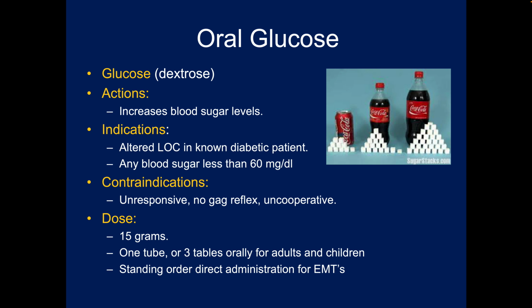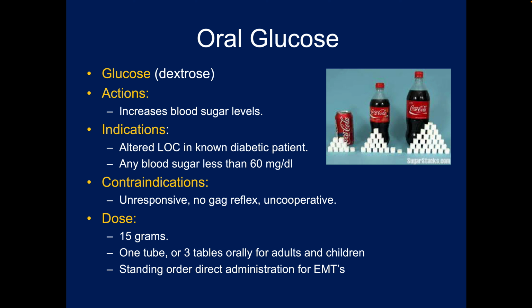Oral glucose, it's essentially dextrose, it's sugar, and it increases blood sugar levels. Indications would be an altered level of consciousness, LOC, in a known diabetic patient. This would be a call where you get called to a private residence. Possibly the wife calls because her husband's acting bizarre, acting weird. And you get there and the wife says, my husband's a type 1 diabetic. He took his insulin this morning and he didn't eat.